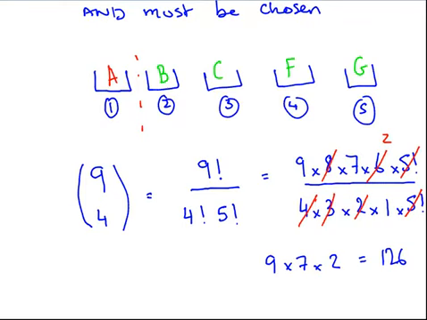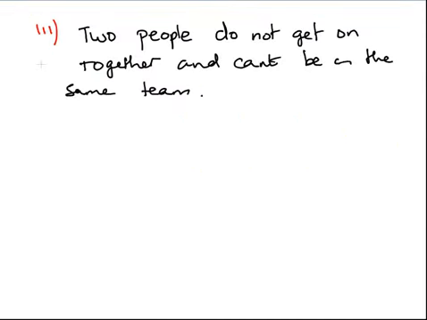So anyway, the next question is, if 2 people do not get on. Okay, hang on a second, I'll write this down. So 2 people do not get on and can't be on the same team. Okay, so what we're going to do is have to think very carefully about this. This one is now much tougher.